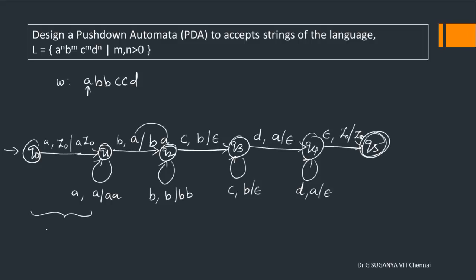So this is for pushing A. This is for pushing B. This is for C, and this is for D. So likewise the push down automata goes on.